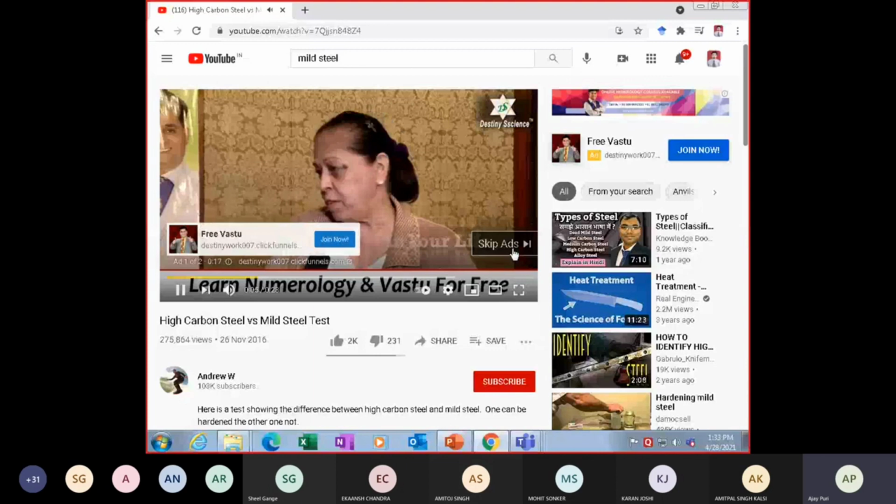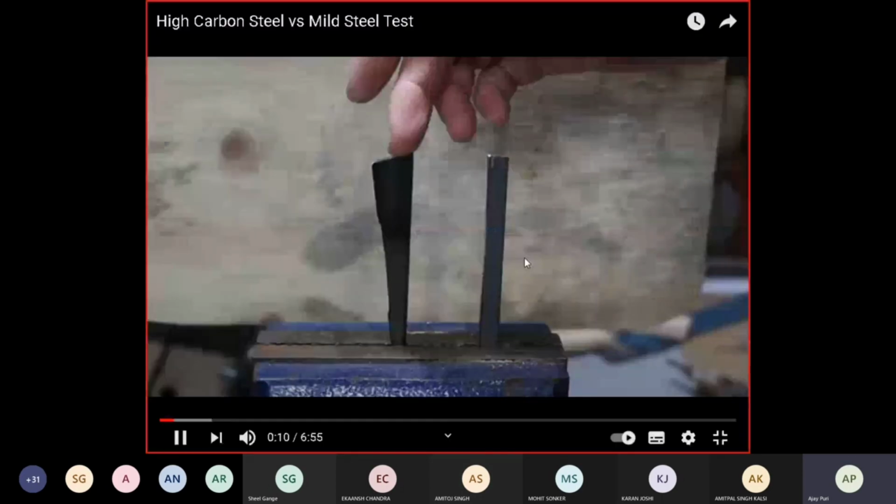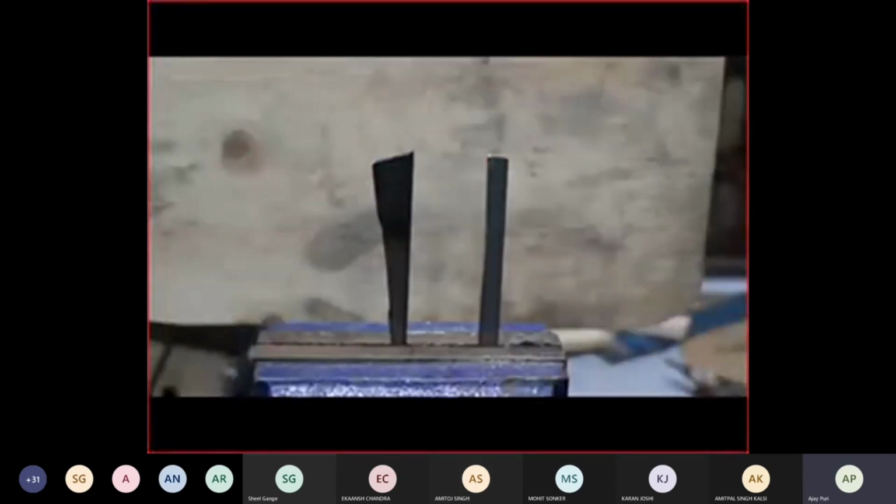Alright, in this video, I'm going to show you the difference between high carbon steel and mild steel. So I've got high carbon steel on the left, mild steel on the right. They are of the same thickness. They're roughly, I believe, around 14 gauge.